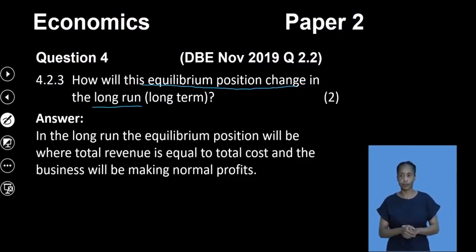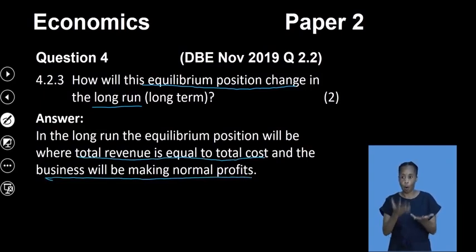So basically, in the long run, the equilibrium position will be where total revenue is equal to total cost, and the business will be making normal profit. Now let's just look at a diagram quickly to explain what we just discussed there.